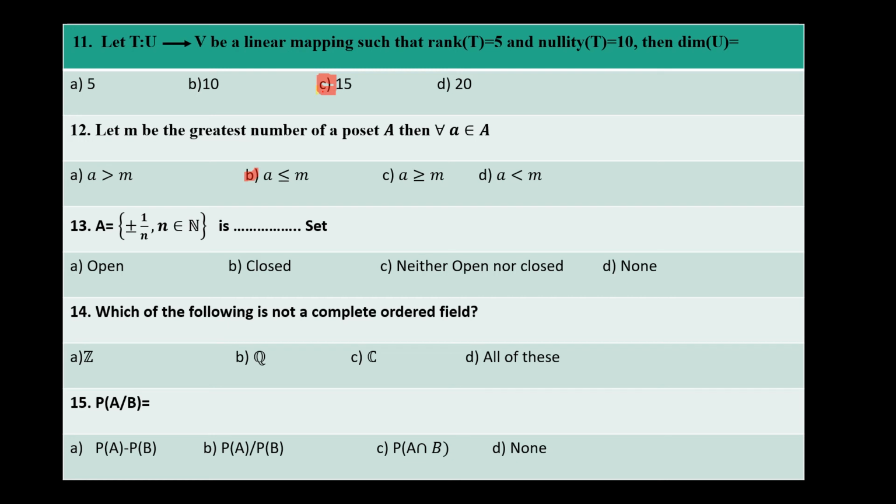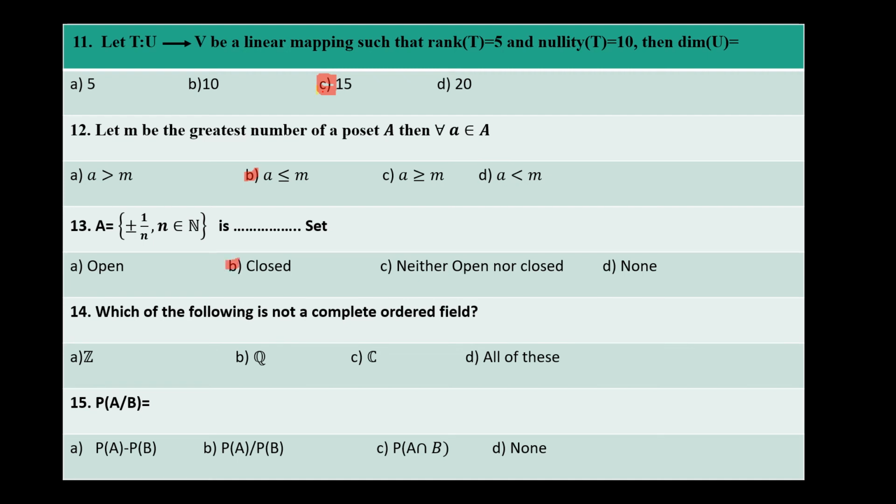And what about the closed set? For a closed set, we know that the closure must be equal to that set. And closure is the union of a set with its derived set. So what is the derived set for this set? The derived set is the empty set here. So that's why closure is equal to itself. So this is a closed set. So the answer for this question is also B.